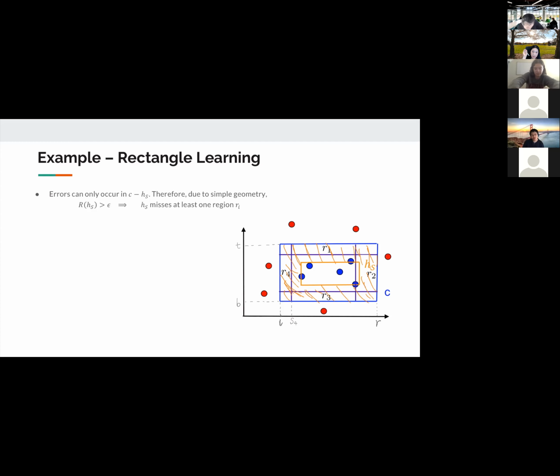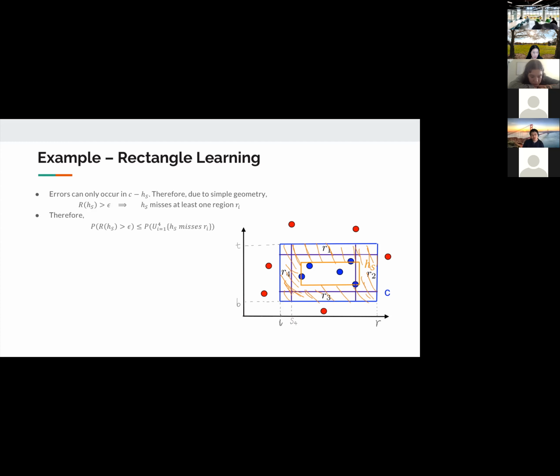So basically you can imagine this. I'm defining these R1, R2, R3, R4 so that I can be sure that whenever the error of my hypothesis HS is greater than epsilon, I would always miss at least one of the regions. So at least one of the regions will be outside of HS. Okay? That's a very simple geometry argument. If you visualize this, then it's very easy to see.